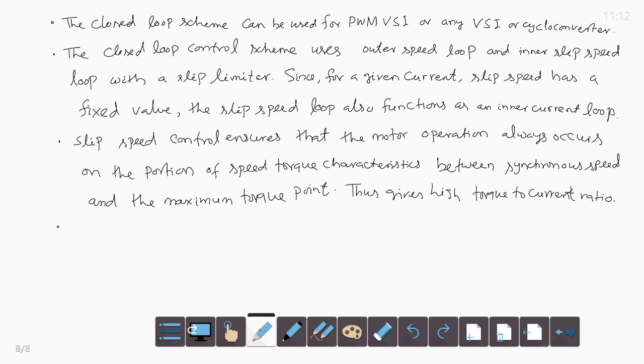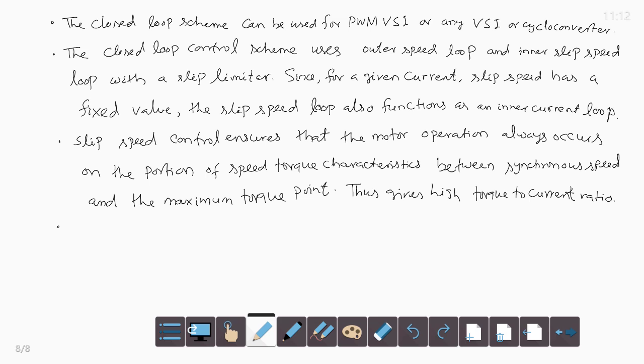So, the closed loop scheme can use either PWM VSI or any VSI or cycloconverter with little modification. So, it is applicable for all variable frequency, variable voltage sources. The closed loop control scheme uses outer speed loop and inner slip speed loop with a slip limiter, as you can see from that figure. Since for a given current slip speed has a fixed value, the slip speed loop also functions as an inner current control loop.